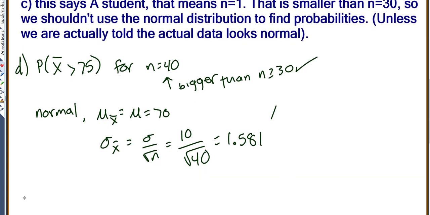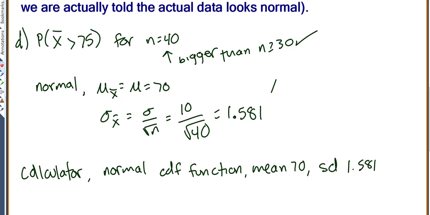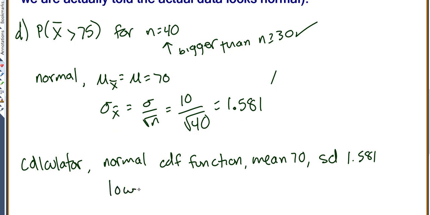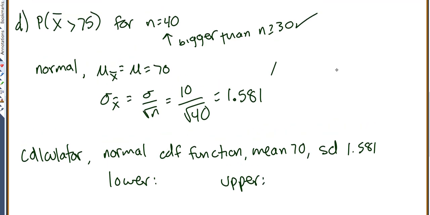So we're going to use our calculators with a normal CDF function. We're going to use a mean of 70 and a standard deviation of 1.581, since those are our new mean and new standard deviation we found for the sample means. And then you need a lower bound and an upper bound to put it in your calculator, because we're finding the probability that x is greater than 75. So we say, okay, here's 75, and we want to find the area from that all the way to the right because it's greater than.